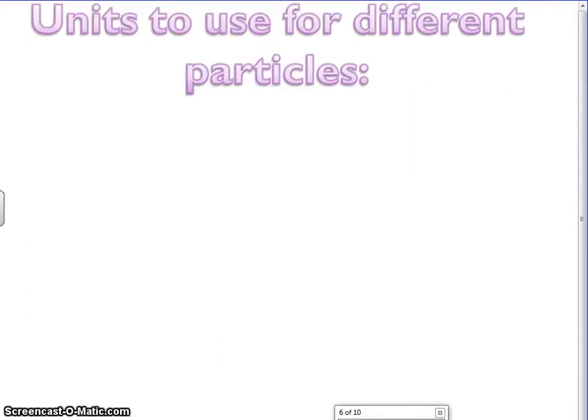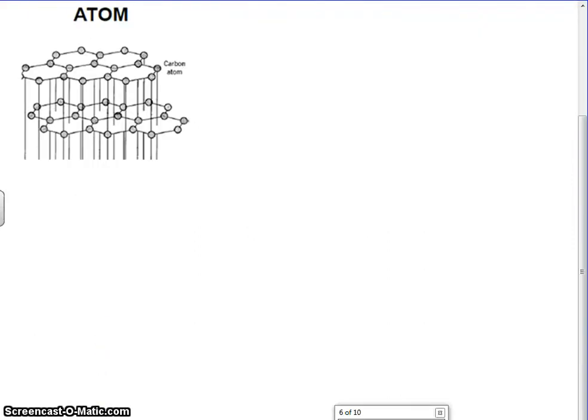In chemistry, we use different representative particles, depending on whether we're talking about elements or compounds. Just like when we have a dozen trees, we have 12 trees, and trees would be the unit. When we're talking about these representative particles, we have different units for each one. So for example, if I have an element, I say atoms.